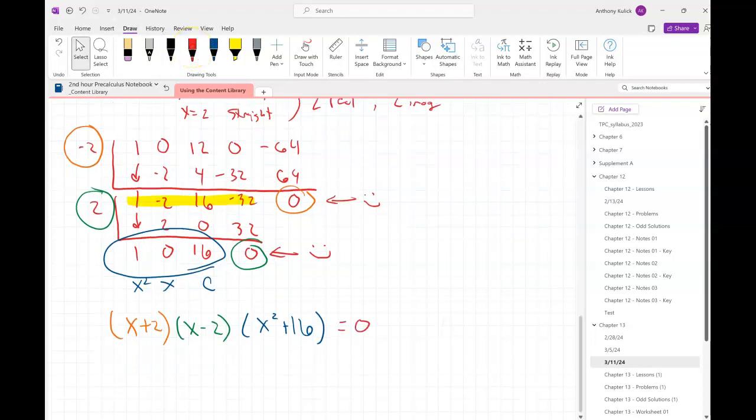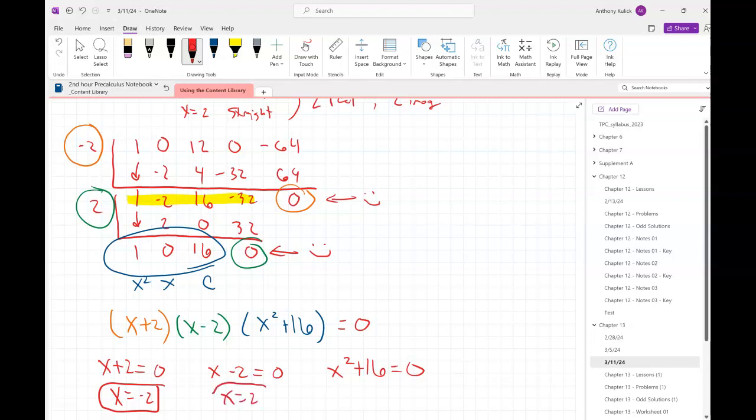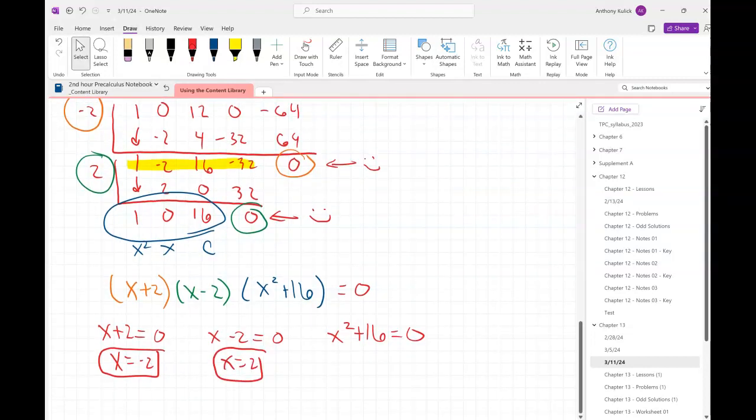I'm now just going to set this equal to 0. Apply the zero product property. So negative 2, positive 2, I knew that. To solve x squared plus 16, I could use the quadratic formula, or I could solve this directly. I'm just going to solve it directly. We'll subtract the 16 over. Square root both sides, close. So I get plus or minus, but it's a negative. I'm square rooting a negative, so I get an i. And the square root of 16 is 4.